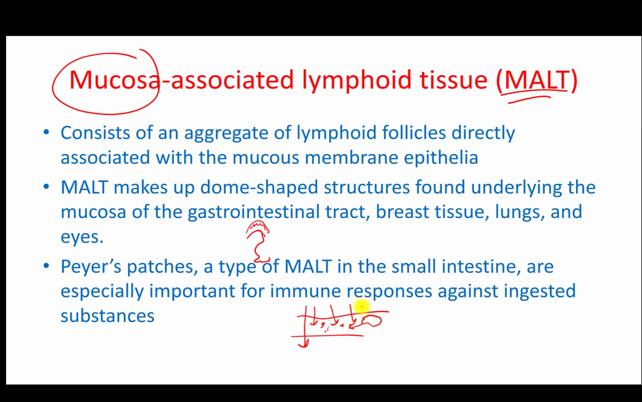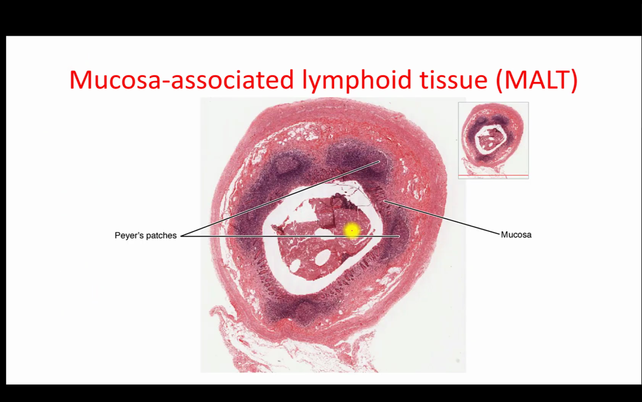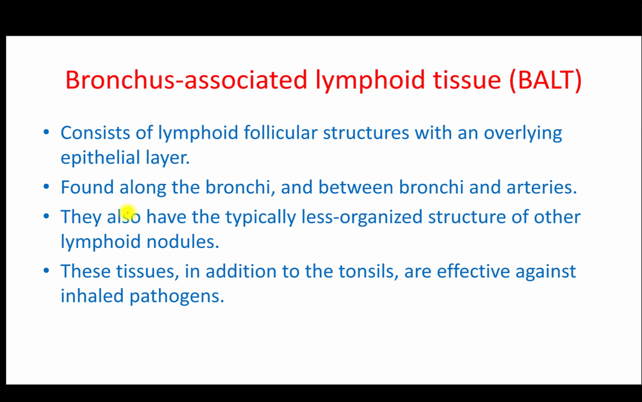The MALT specifically is for the gastrointestinal tract. Usually in the small intestine, or even in the large intestine, we call them Peyer's patches. So those are a form of the MALT. Then there is another form for the respiratory system. Those are the bronchus-associated lymphoid tissues.